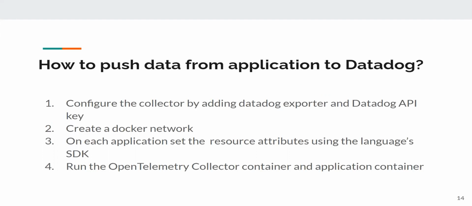These are the steps to push data from an application to Datadog APM. First, we need to configure the OpenTelemetry collector by adding the Datadog exporter to the configuration file along with the Datadog API key. If we are receiving traces from the host, we need to determine which ports to open to the container. And if we are receiving traces from other containers, we need to create a Docker network. On each OpenTelemetry instrumented application, we have to set the resource attributes using the language's SDK. Finally, run the OpenTelemetry collector container and application container to ingest OpenTelemetry traces with the collector.